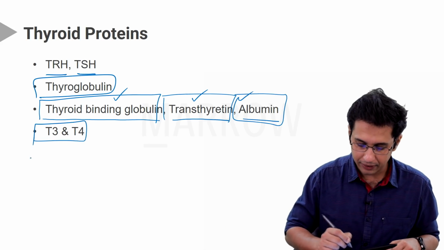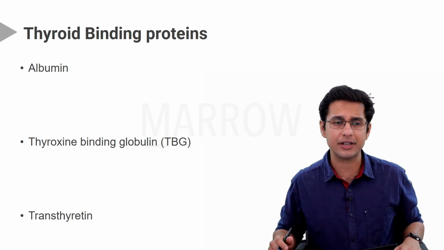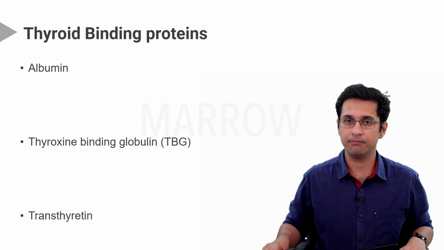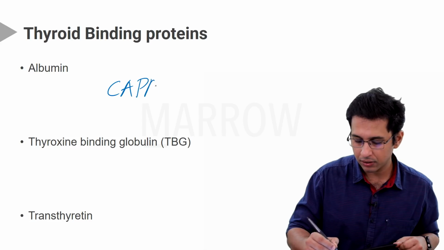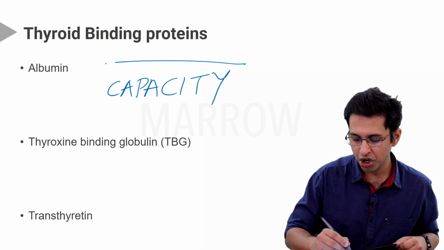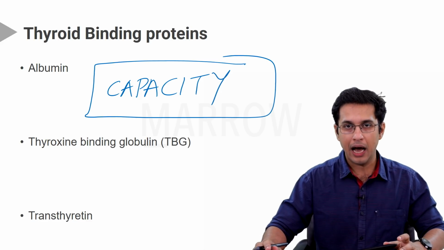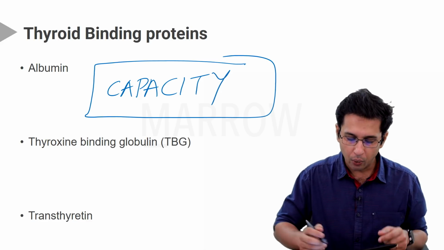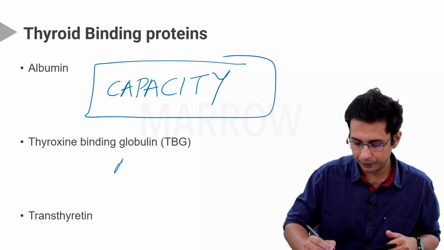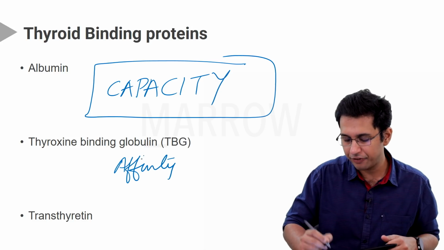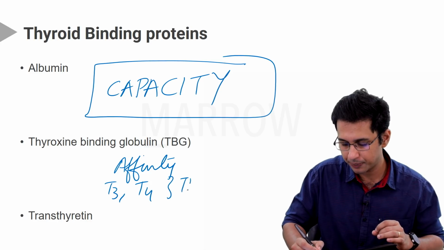Then we are going to discuss T3 and T4. Let us look at the thyroid binding proteins. It is usually for the transport. First is albumin. Only one thing you need to know: capacity. I'll write big. Albumin has the largest capacity, while thyroxine binding globulin, the second one, has the maximum affinity. And if you look, most T3 and most T4 are bound to TBG.